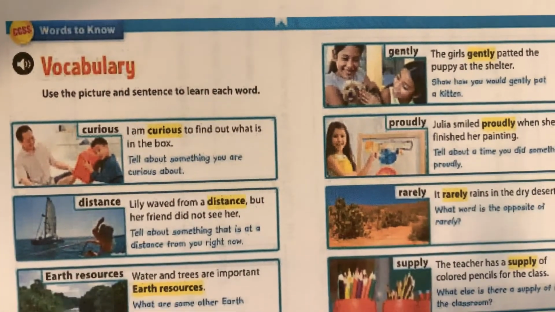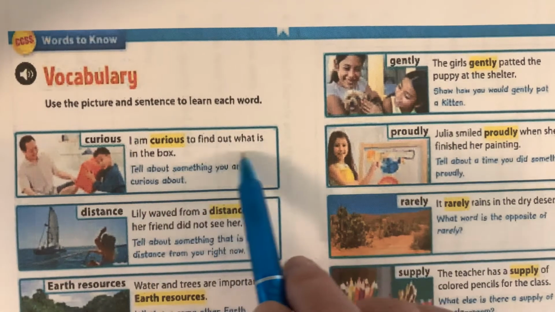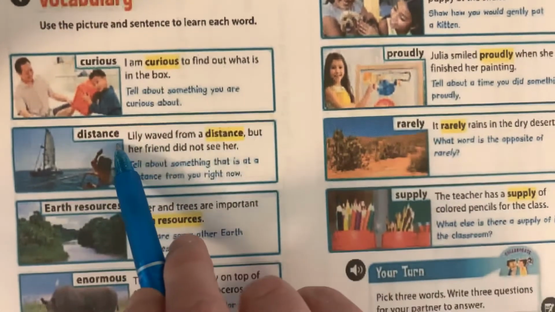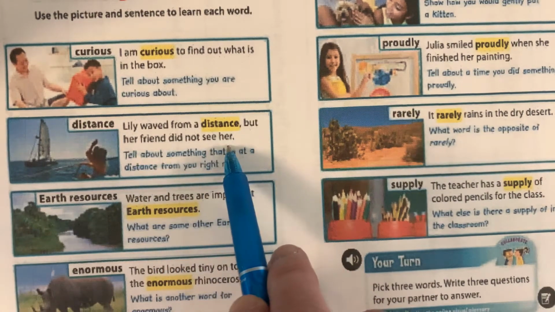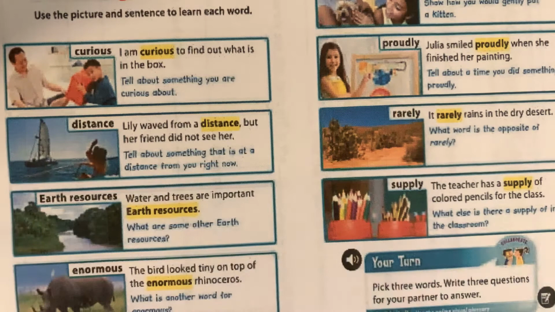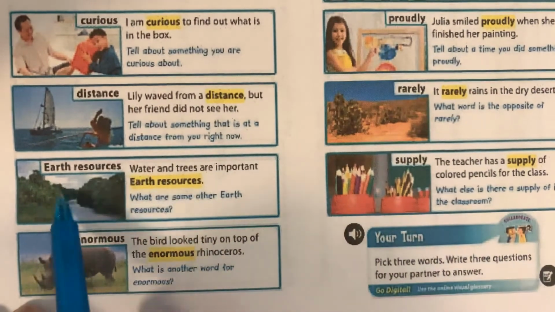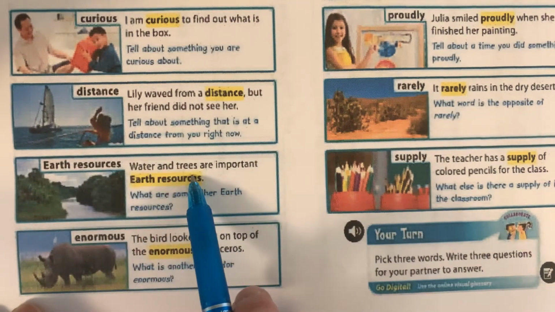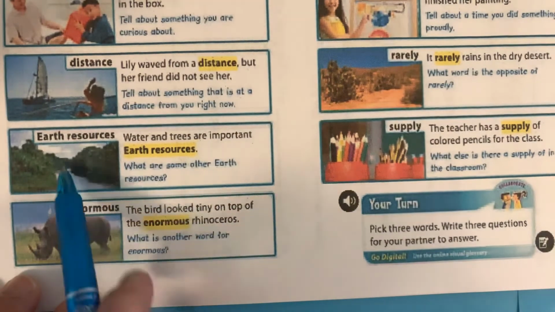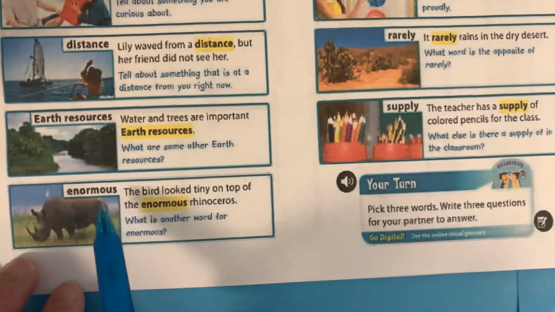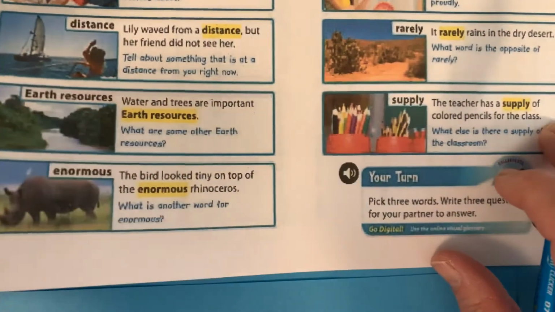The first word is curious, and I'm going to use it in a sentence. I am curious to find out what is in the box. Distance. Lily waved from a distance, but her friend did not see her. See how she's waving to a ship? She could be saying, ahoy, like we talked about in our word ladder. Earth's resources. Earth and water and trees are important earth resources.